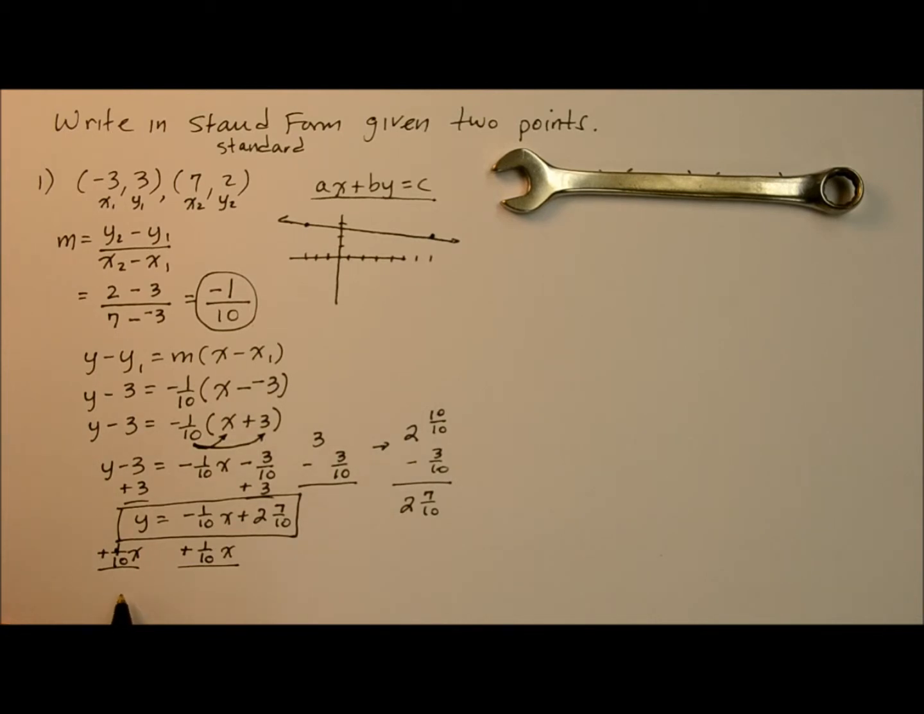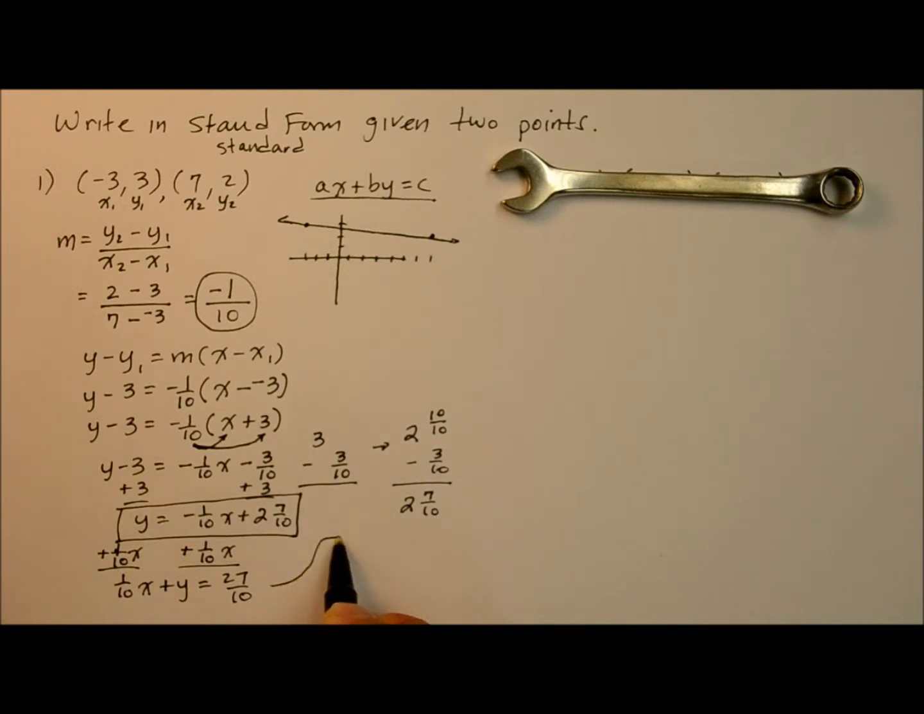So now I have 1 over 10x plus y is equal to, well, let's make this an improper fraction. In algebra, we use improper fractions all the time. 2 times 10 is 20, plus 7 is 27 over 10. We don't want to leave our answer with a quotient, a fraction. We want to use integers. Okay? So to make that happen, check this out.